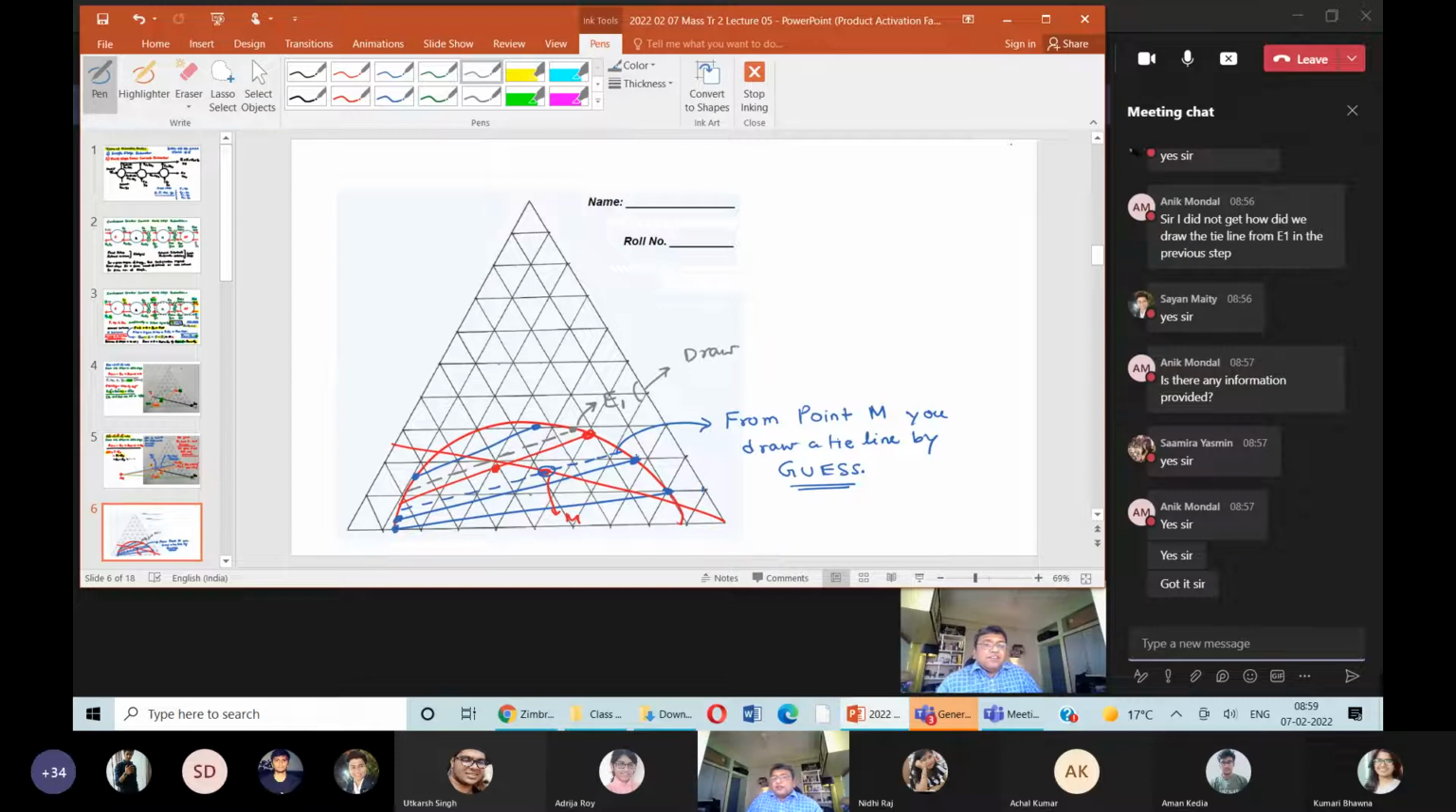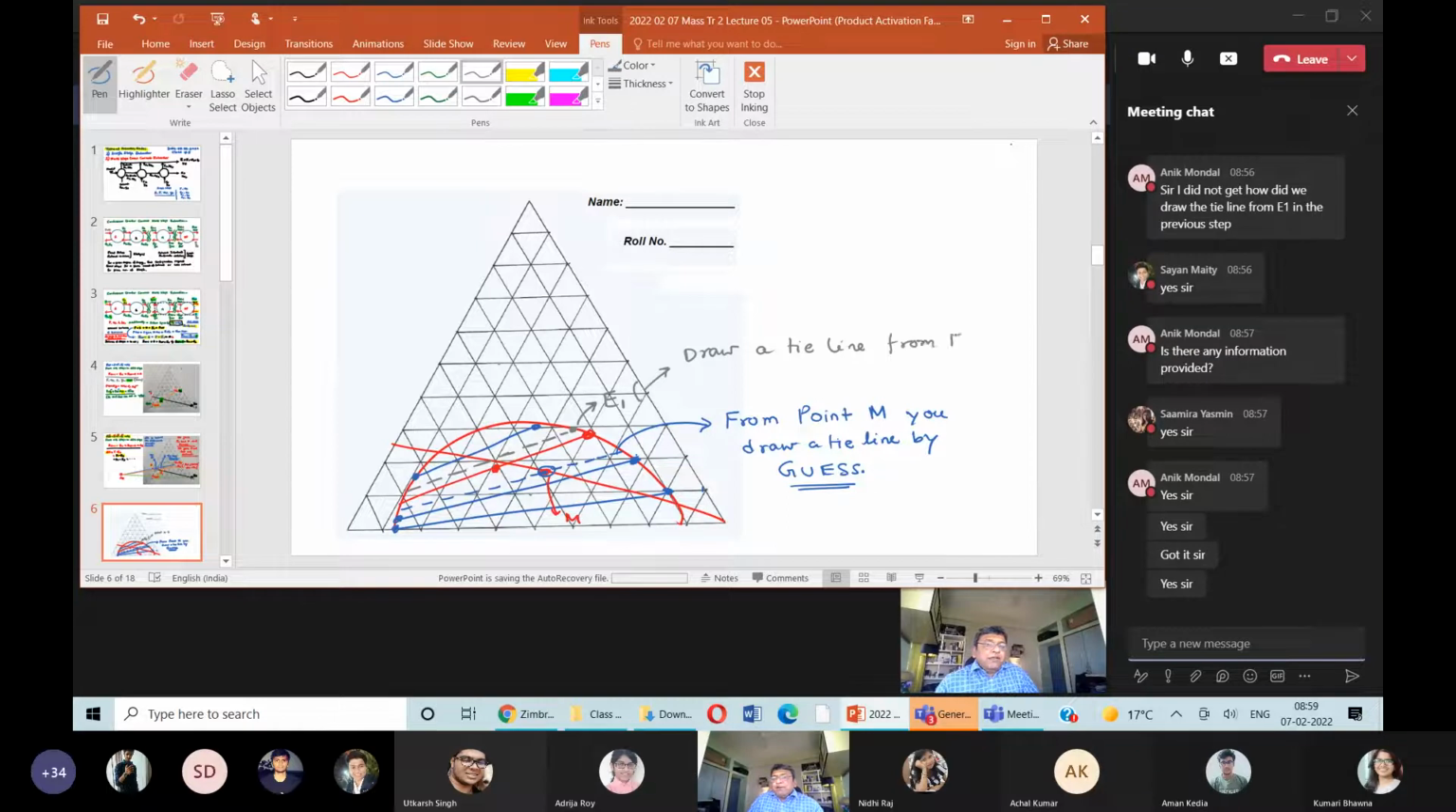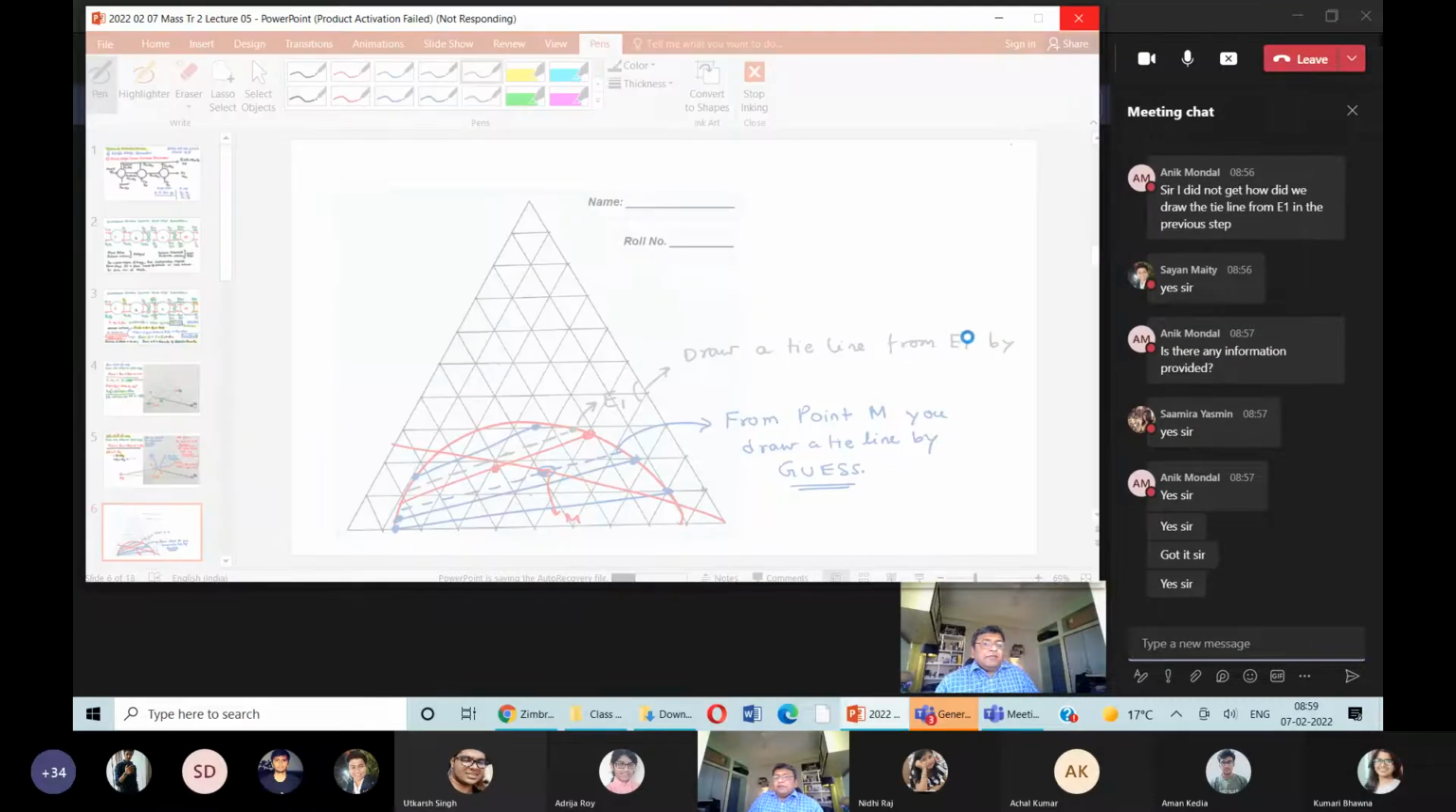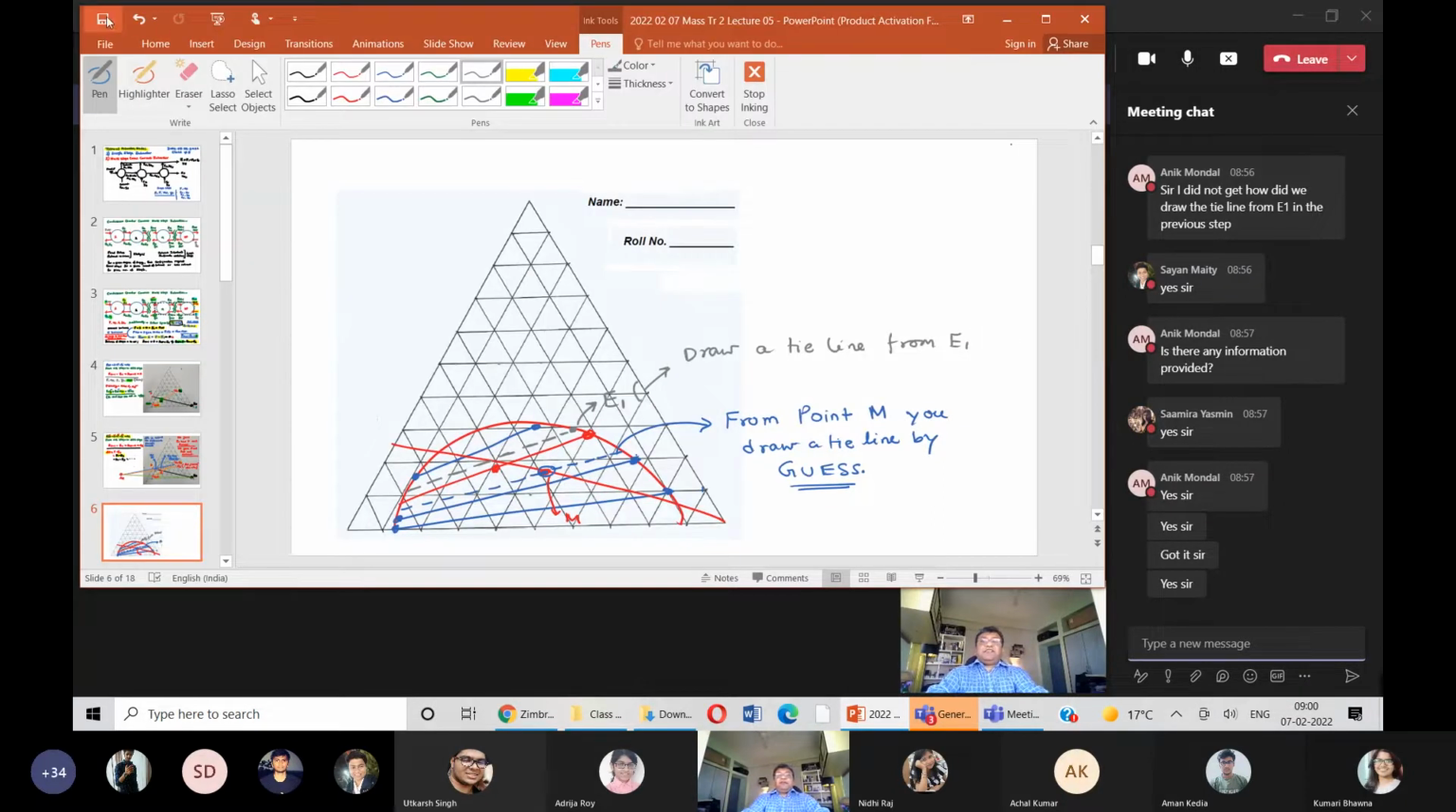I'm perfectly okay with this question. Draw a tie line from E1 by guess, by looking at the slope of the tie line above and below. Please don't crash. Some of you should remind me after some time to save it. Is it clear? Clear to everyone?